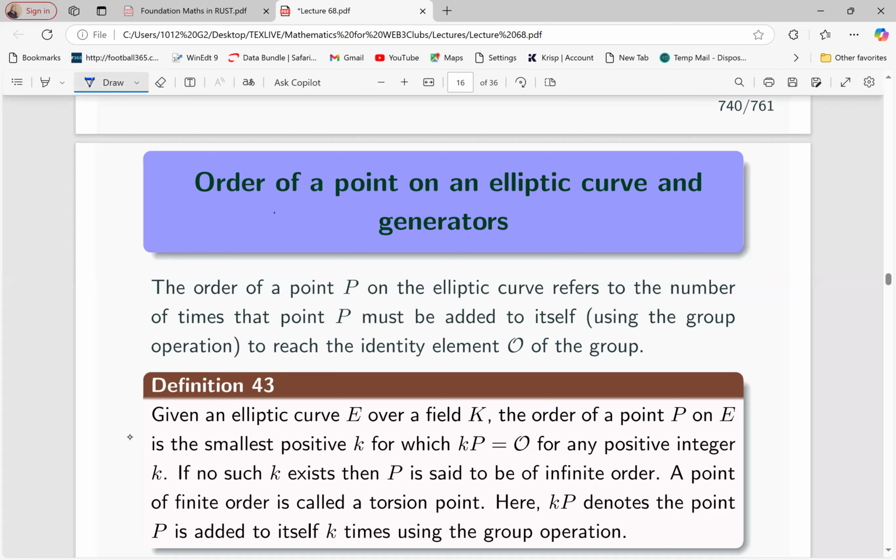So I've said the order of a point P on the elliptic curve refers to the number of times that a point must be added to itself to reach the identity element. That's what we mean by the order of an element. So I've just defined it there.